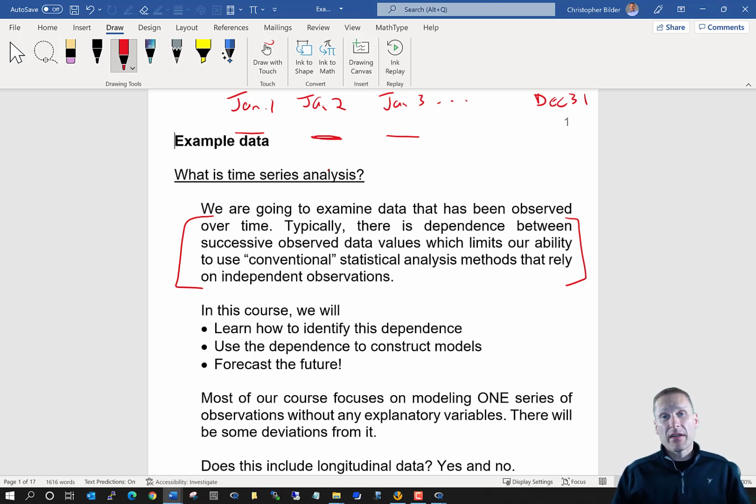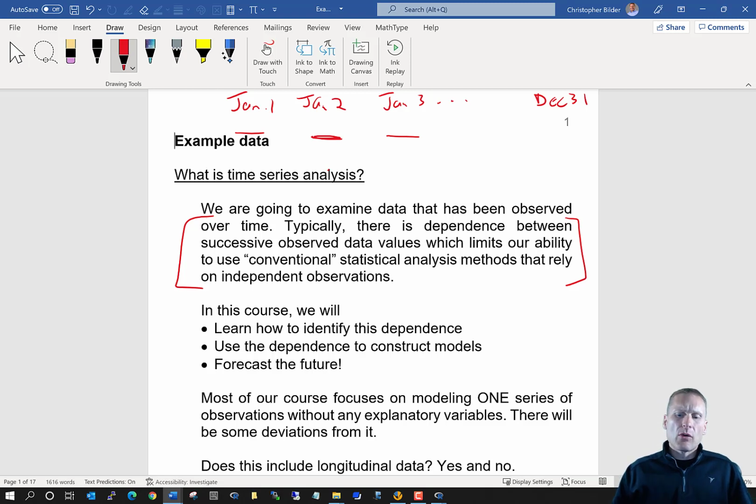We have dependent observations. And one can't just handle this dependence how you would maybe in other courses, where, if you're familiar with generalized linear mixed models, you could have a particular term in your model that helps account for that dependence. Typically, one cannot do that in these kinds of situations.